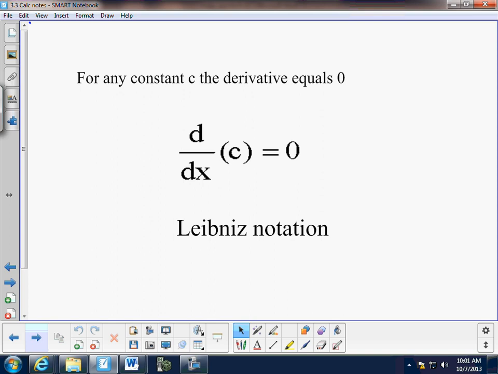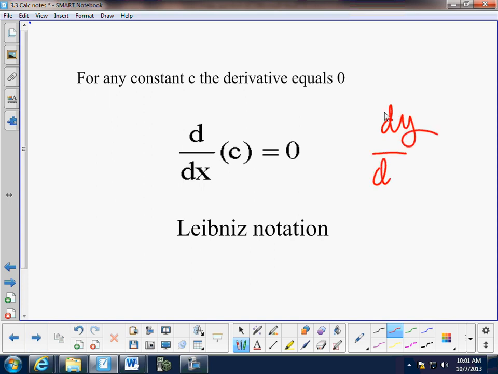Notation-wise, this is d over dx of a constant. D over dx, think of this as dy over dx. In physics, you probably use delta y and delta x for that notation. So this is the function in this case. You could think of that as dy dx, but in this case, it's just a constant.